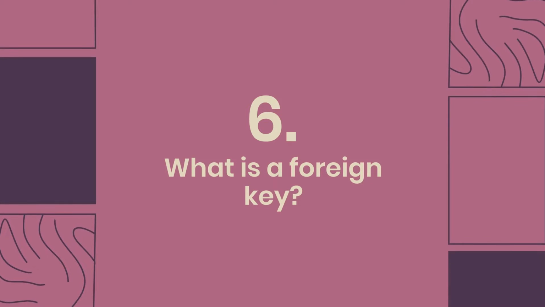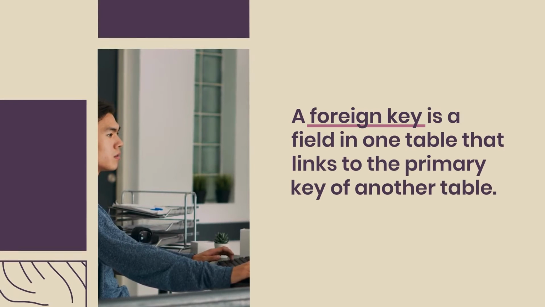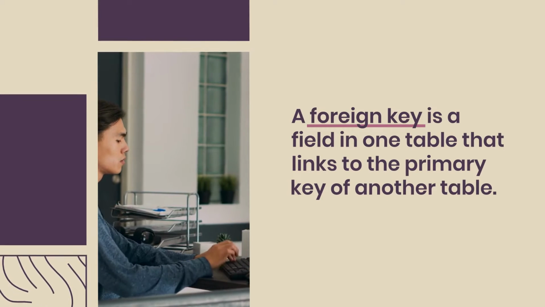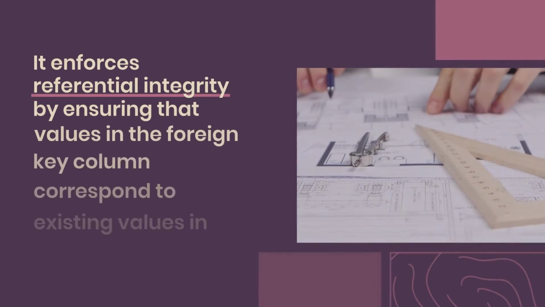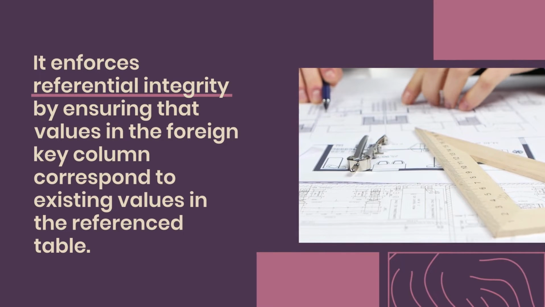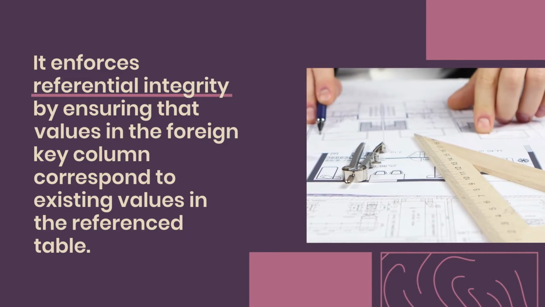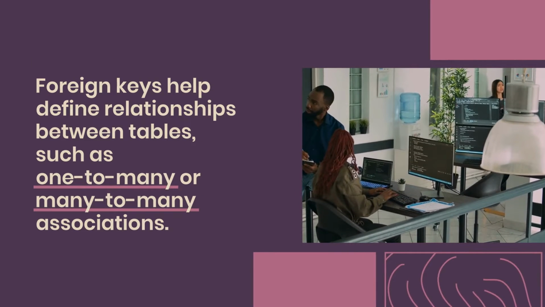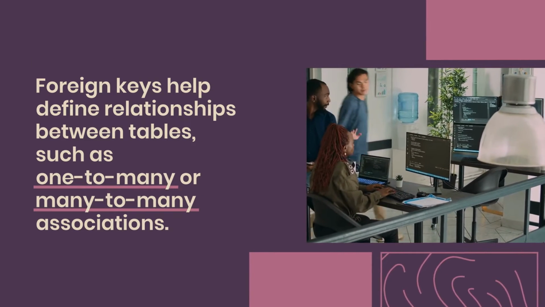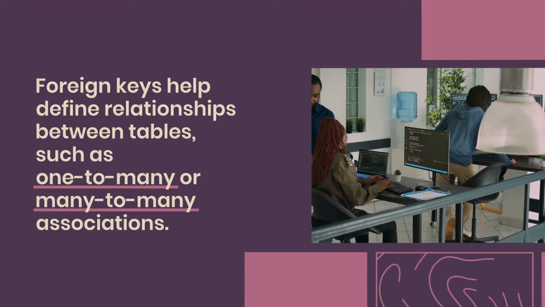6. What is a foreign key? A foreign key is a field in one table that links to the primary key of another table. It enforces referential integrity by ensuring that values in the foreign key column correspond to existing values in the reference table. Foreign keys help define relationships between tables, such as one-to-many or many-to-many associations.